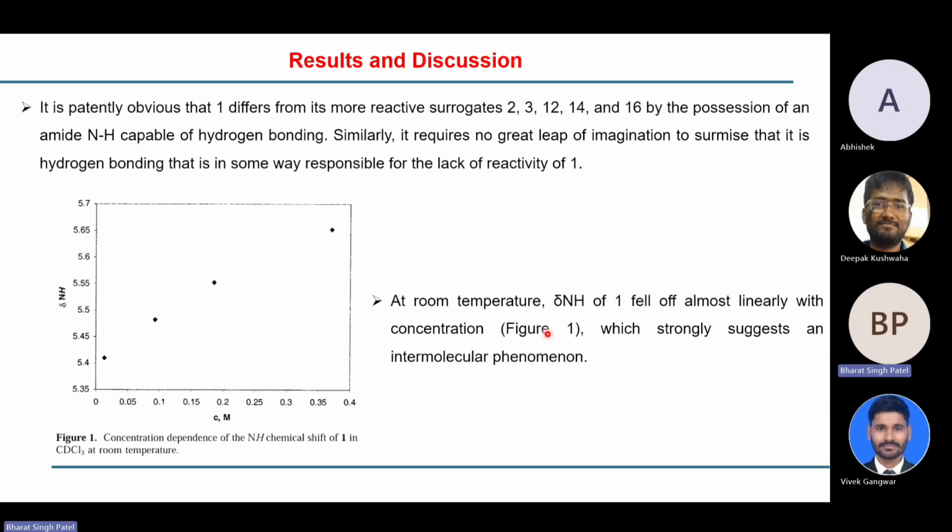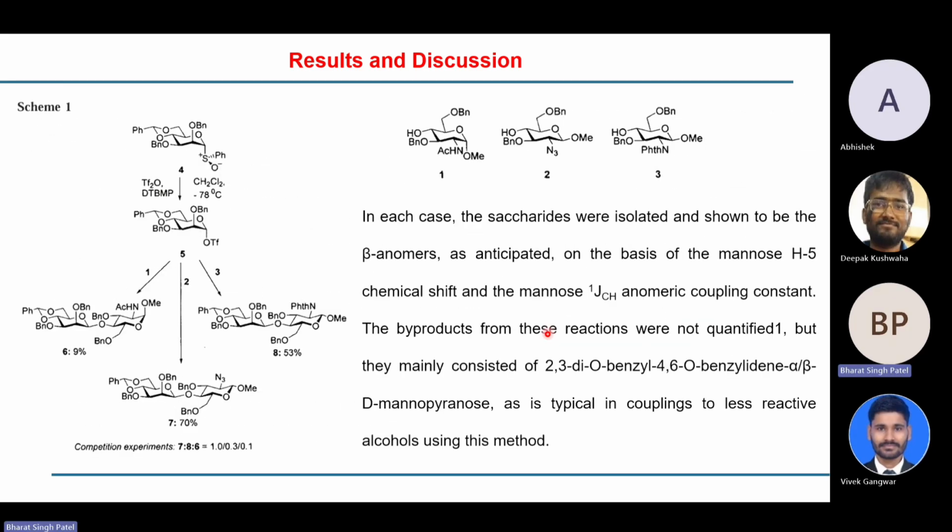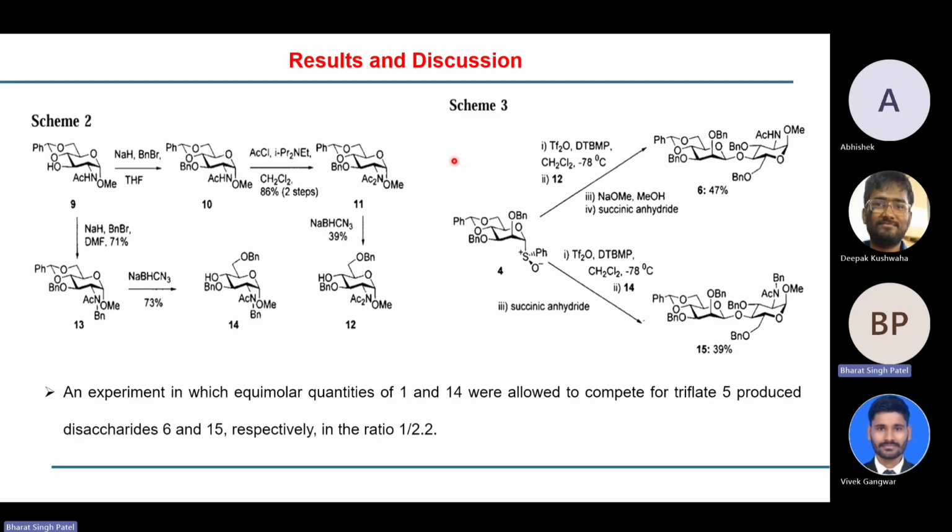So what they started with, they took these three acceptors. In 2 and 3, there is no intermolecular hydrogen bonding. Only 2 can undergo intermolecular hydrogen bonding. Either inter or intra, only this one will go, intermolecular hydrogen bonding, not intra. Okay. So for that, they again modified that one with 12 and 14. Again, there is no NH.